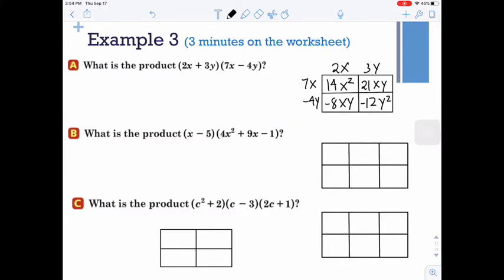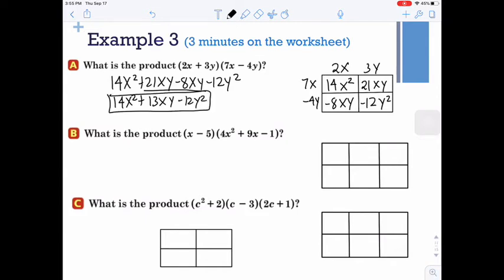All right, now you can do this while you're still in the box, or you can write it all out. So I'll show you both. You can write it all out. Notice I had a positive 14x squared, a positive 21xy, a negative 8xy, and a negative 12y squared. However, I have some like terms. These two right here both have xy. Here I have a y squared, here I have an x squared. I can't combine those with anything, but these two are both xy's. So 21 minus 8 I can combine to get 13xy minus 12y squared. So that is our final answer.